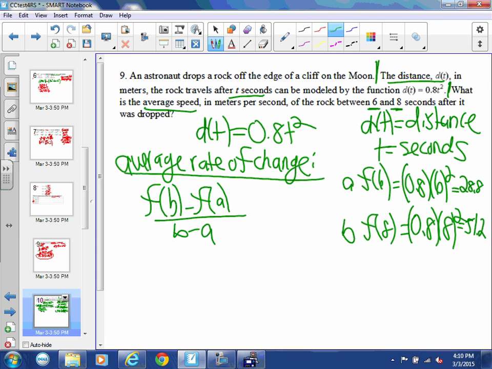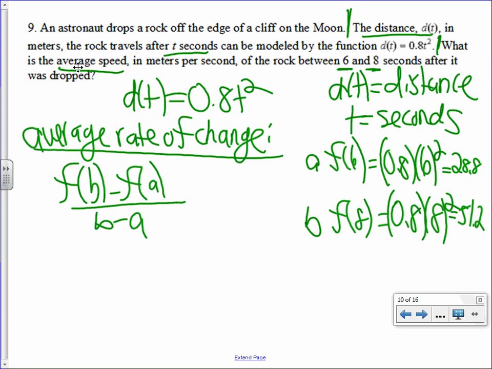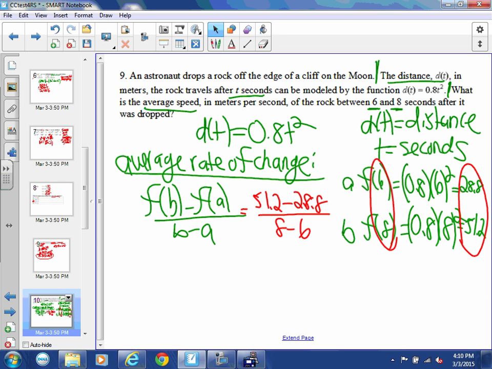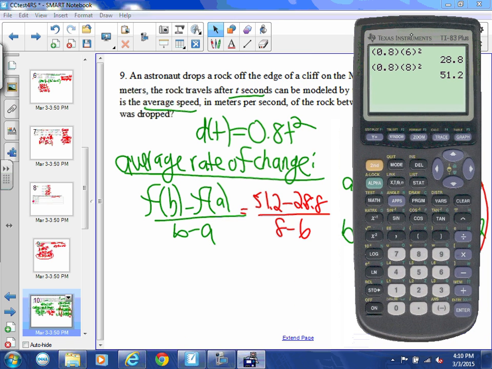Now I substitute into my formula. f of b minus f of a, well, that's these values. That's going to be your 51.2 minus 28.8, over b minus a, 8 minus 6. From here you can get your alpha y equals enter. I can't do that on my calculator, so I'm not as cool as you apparently, but I can still do it. 51.2 minus 28.8. And again, you could just put this whole thing in at once using alpha y equals enter.